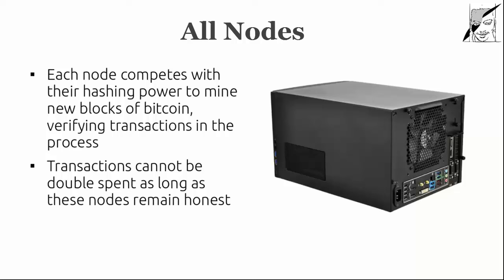Now, a full node competes with their hashing power to mine new blocks of Bitcoin, and in the process they verify transactions that are being made. These transactions cannot be double spent as long as the nodes remain honest and the mining pool does not comprise 51% or more of the network hashing power.